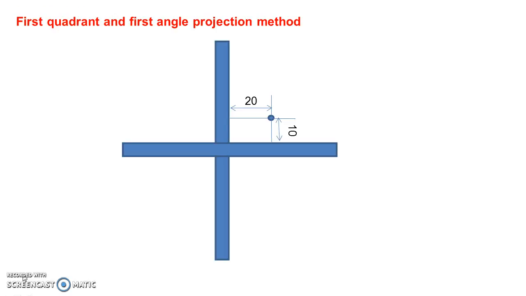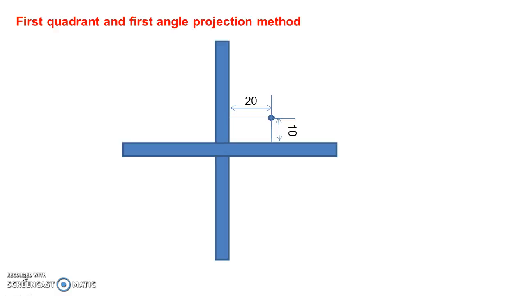Now suppose any point is present in the first quadrant. If the point is present in the first quadrant and it is plotted, then it is called the first angle projection method. Here in this figure, one point is shown which is 10 mm above one reference line and 20 mm in front of another reference line.